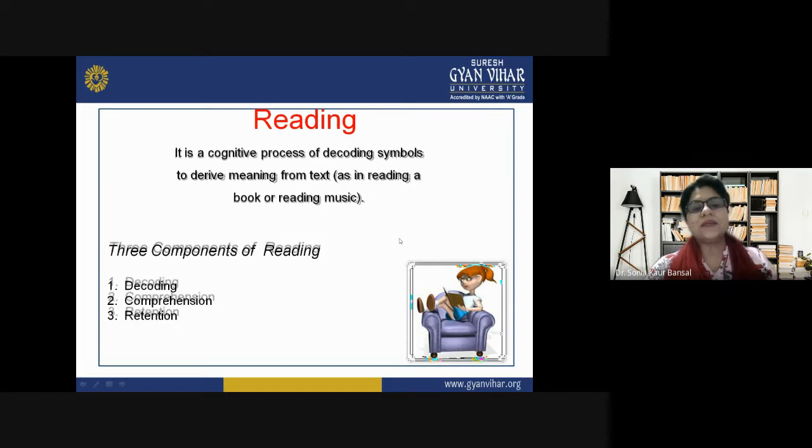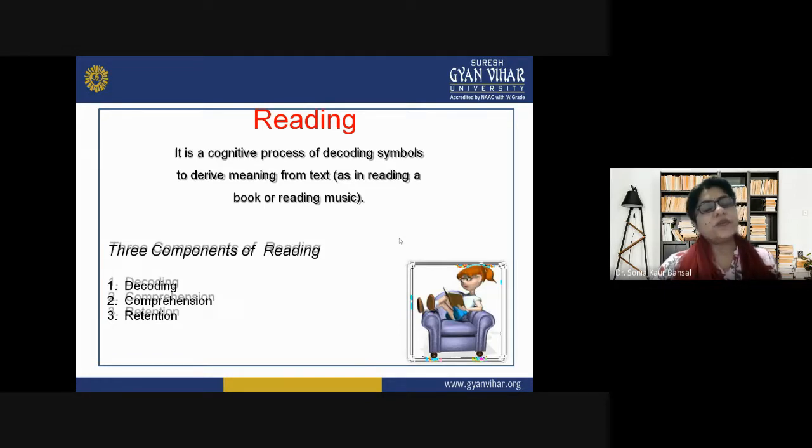So students, reading is a cognitive process of decoding symbols to derive meaning from text, as in reading a book or reading music. Whatever we read in the pages written in front of us, we understand on the basis of our own learning styles. We are decoding symbols, and it goes into our brain in a very minute, cognitive process. So our brain is involved and we are decoding symbols continuously, comprehending the meaning of whatever is given in the text. That's called reading.